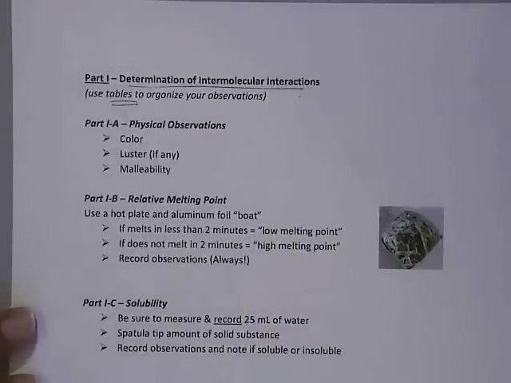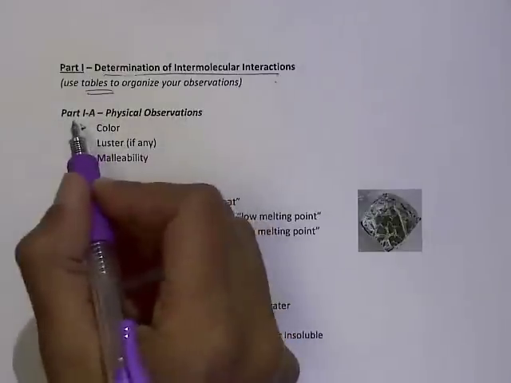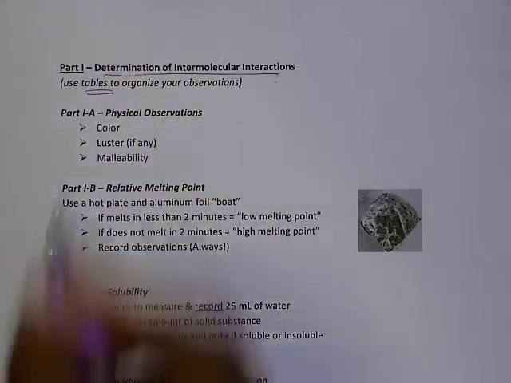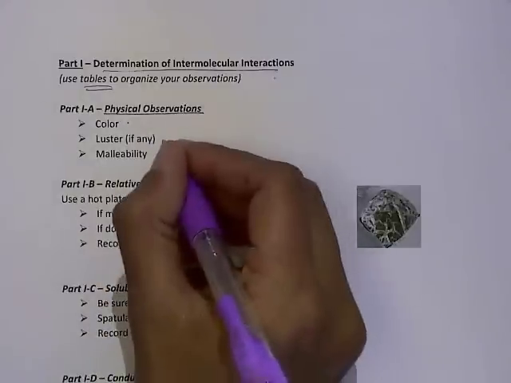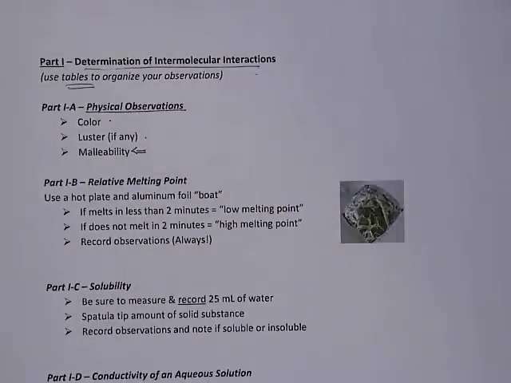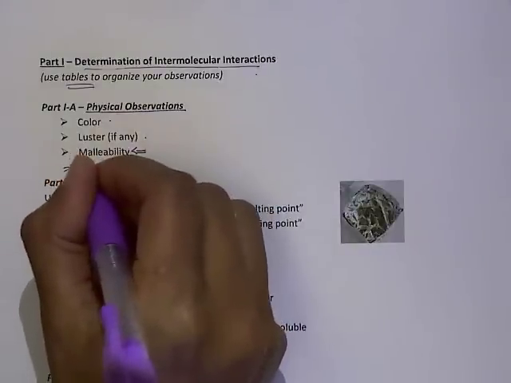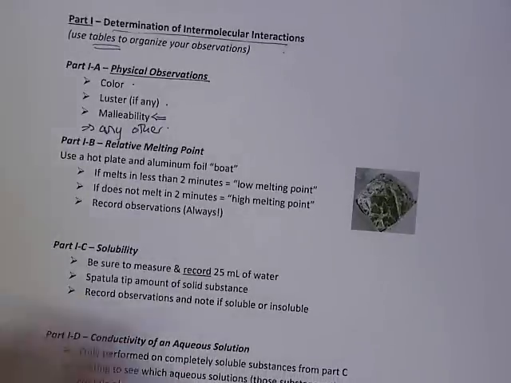As always, please make sure to use tables to organize your observations. It's really important that your observations are very detailed so that they stand on their own, but also organized so that you can go back and review your notes. So in part A, we're really just looking at the physical observations of the 5 compounds that you're going to have. I want you to note the color, luster, if any, so if it's shiny, if it's dull, malleability, if any, or any other physical observations that you think may be useful. So be as detailed as always with describing your physical observations.